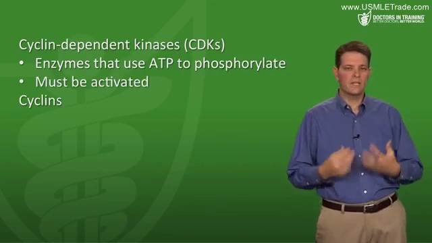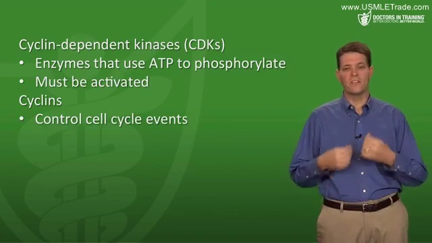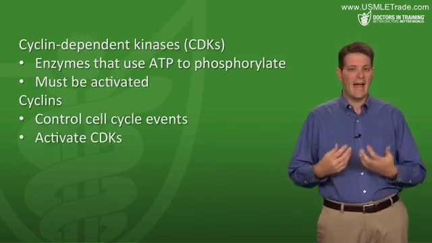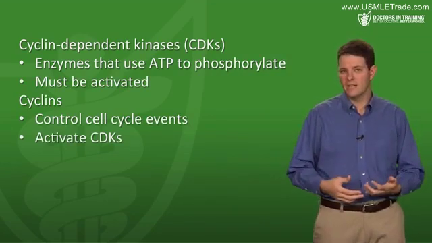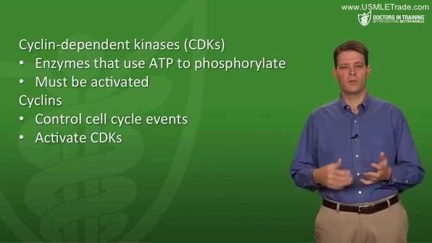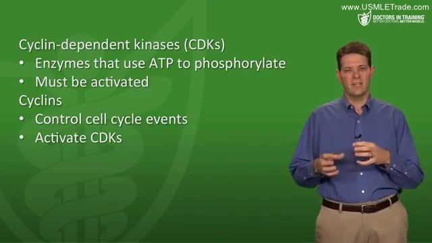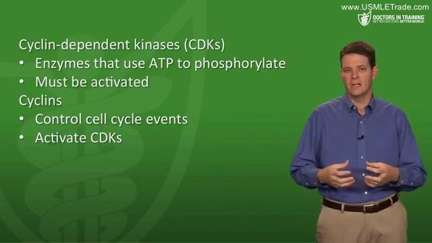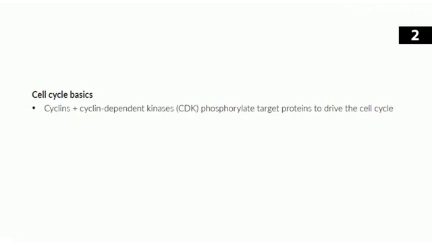Now, cyclins are regulatory proteins that control cell cycle events. They activate those cyclin-dependent kinases. In order for the cell cycle to progress, these CDK and cyclin complexes have to be activated and then inactivated. Let's look at the study guide and dig into the details about how these work. Cyclins and CDKs phosphorylate target proteins to drive the cell cycle.